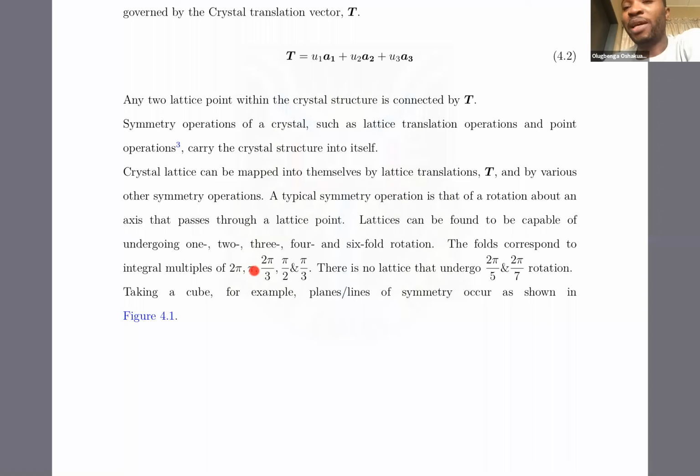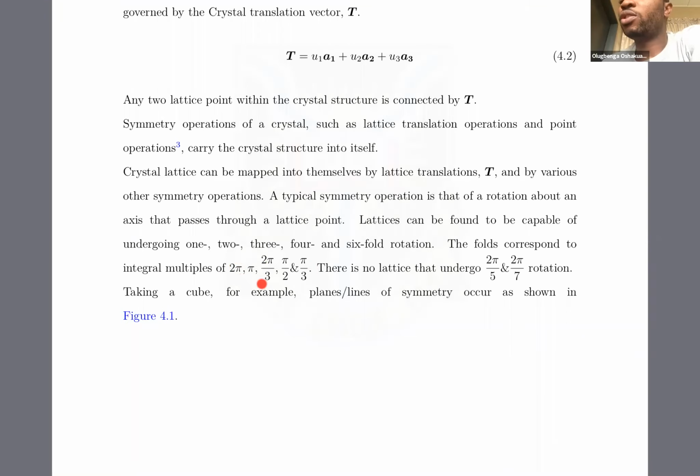When you turn it by 1/4, that is pi over 2. When you turn it by 1/4 of a rotation, which is pi over 2, you are going to still have the exact same thing. So there are some crystals in which when you turn them by 120 degrees, which is 2 pi over 3, they are going to give you the exact same vision. So in nature, all these types of rotation are valid.